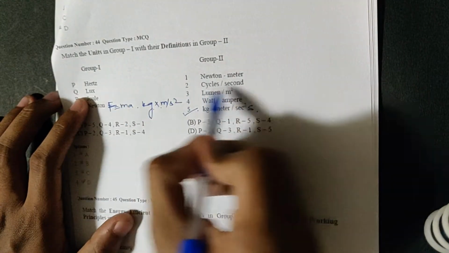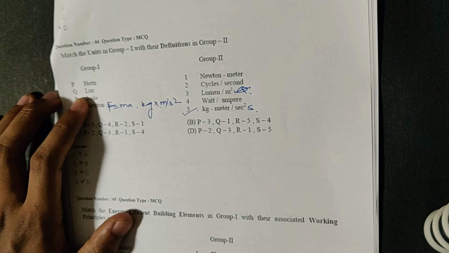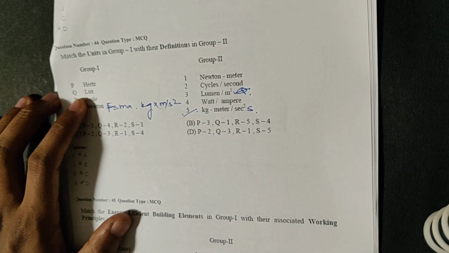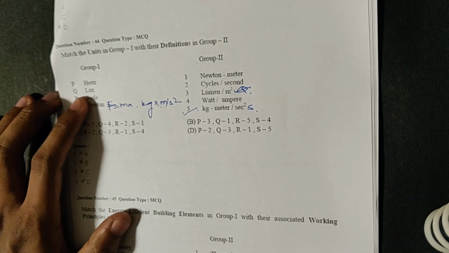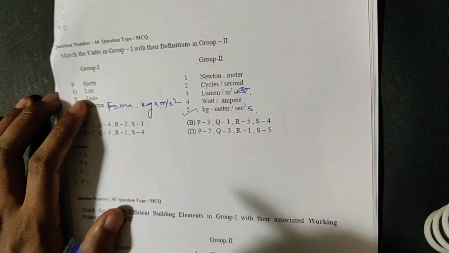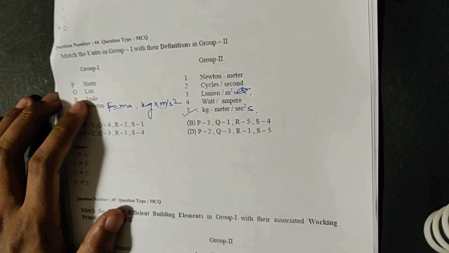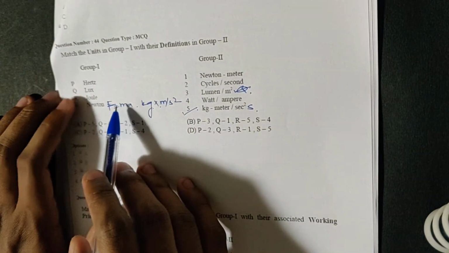Lux is your lumens per meter square, right? Lux is the lumens per meter square, or the illumination flux per meter square of a body is known as illumination. The luminous flux per meter square is illumination, and lux is the unit for illumination.